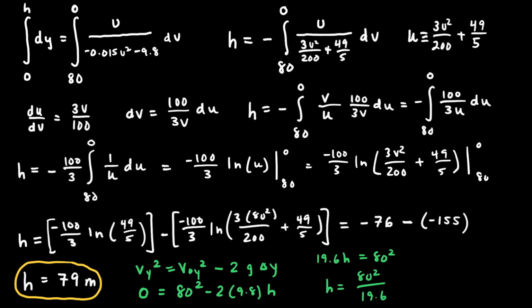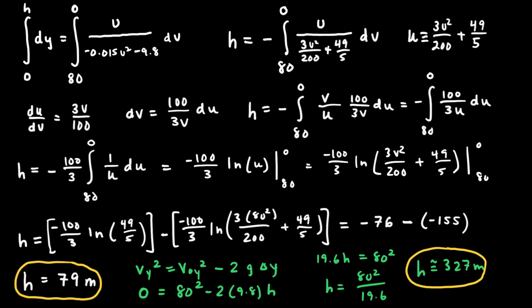And so when I solve this without the drag force, 80 squared divided by 19.6 is much bigger than 80, right? It comes out to be about 327 meters. And so now we can really see the big difference that I was trying to point out. If we ignore the drag force and just say we have a projectile fired at 80 meters per second straight up, it goes something like 327 meters.